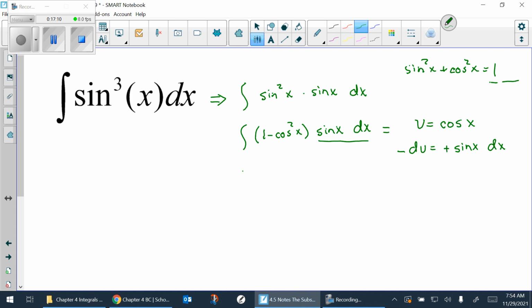I'm going to rewrite this integral as 1 minus, but instead of cosine squared, since cosine is the same thing as u, let's say 1 minus u squared. Instead of sine x dx, sine x dx has the same value and therefore can be substituted by the opposite of du.